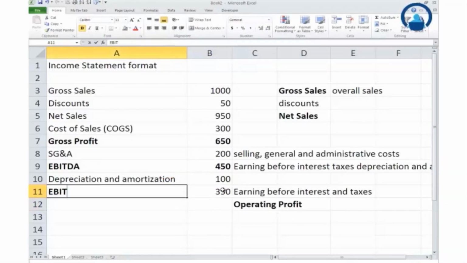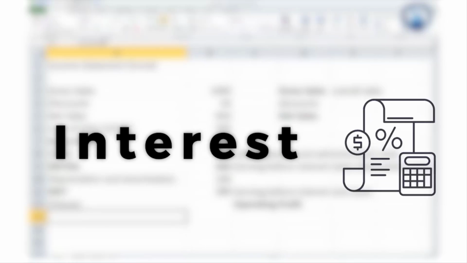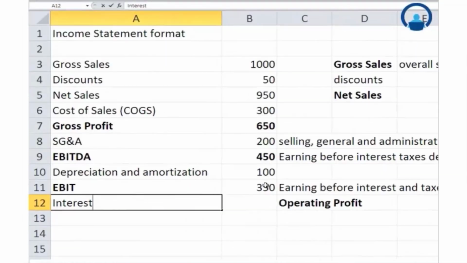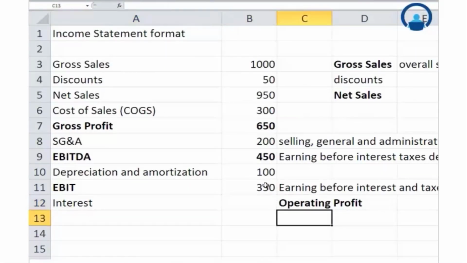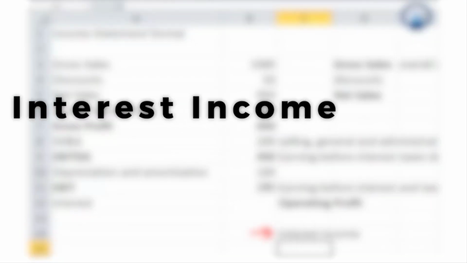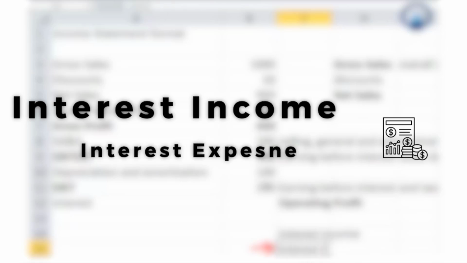The next item is earnings before interest and taxes, so there are two terms left: interest and taxes. Let me jot down interest first, because that's how it comes. Interest essentially is divided into two parts: one is the interest income and the other is the interest expense.